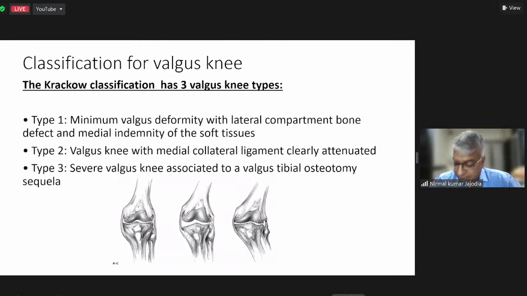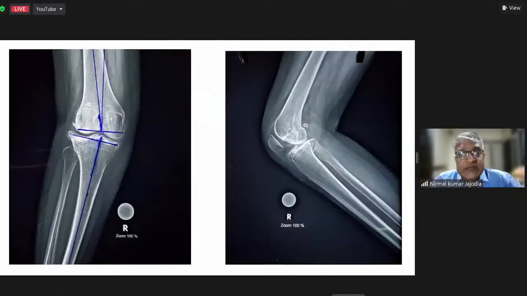Now, we know the classification, you've gone through that, so I won't be delving more into that. Now, this was the preoperative X-ray of the patient, where we have about 25 to 30 degrees of valgus, and this is a stiff valgus. There is no correction on varus stress. And as you can see on the lateral X-ray also, there is a lot of hypoplasia of the lateral condyle.